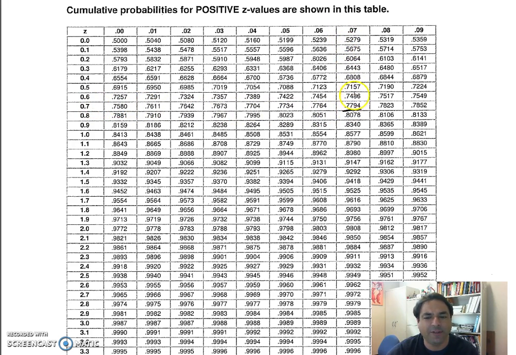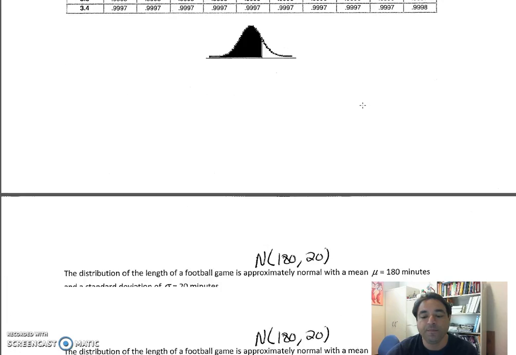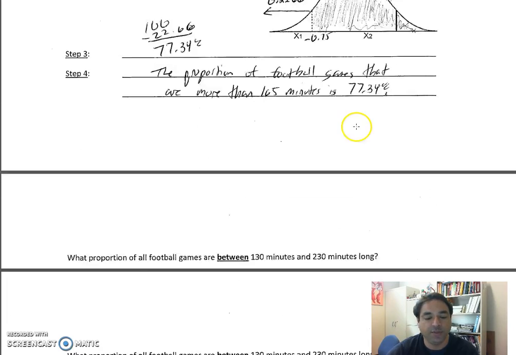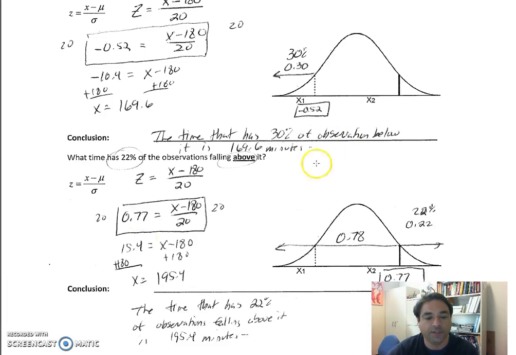Now you may be saying, hey, those numbers are close. To be honest, I did it on purpose because we have to know there's a difference between them. This 0.78 represents 78%. This 0.77 represents the z-score. Two totally different things. So we plug in our z-score. 0.77 equals x minus 180 divided by 20.